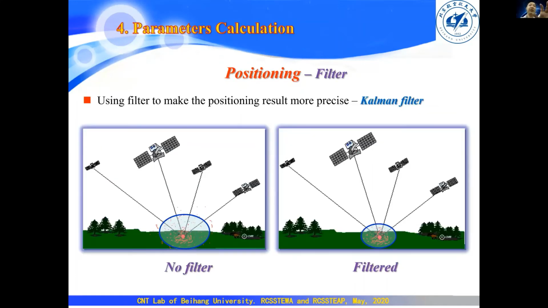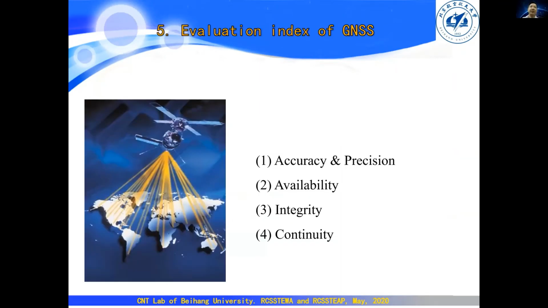Okay, and finally, when you make the receiver, when you make a positioning, you can still use, for example, the Kalman filter and other filter methods to make the positioning seem to be more precise and more smooth. Commonly, the results from your cell phone are the result after Kalman filter. So you can find, from the left picture to the right picture, that the error will shrink after the filter. Okay, so this is mainly the principles of the GNSS receiver.